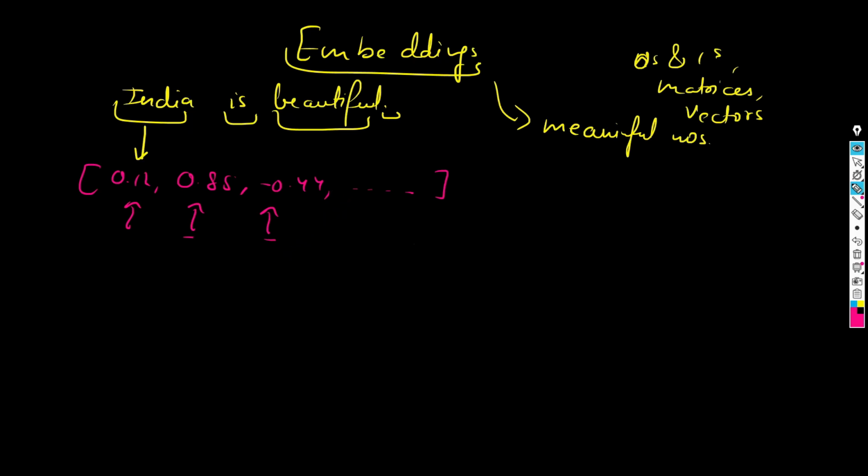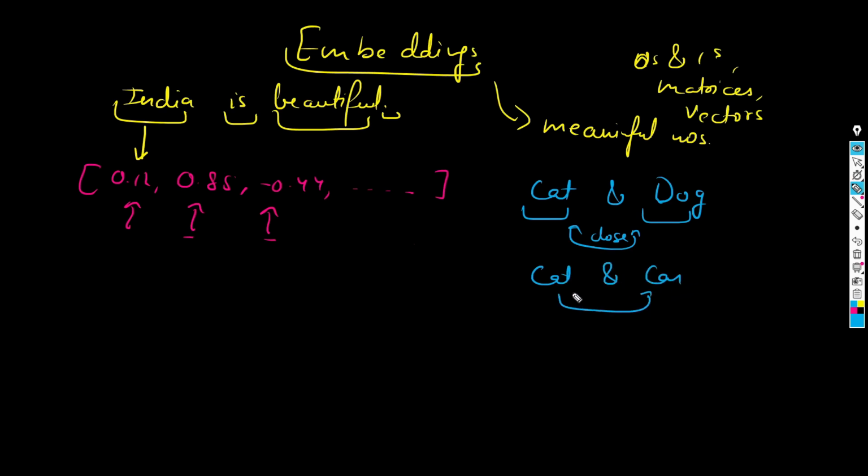Now let's try to understand another example, which is a very classic example of a cat and dog, right? If we look into the cat and dog, the embedding for cat and dog will be very close. The reason why it will be close is because both of them are animals. On the other hand, if we take another word like cat and cars, the embedding will be far away. Why? Because these are not related to each other.